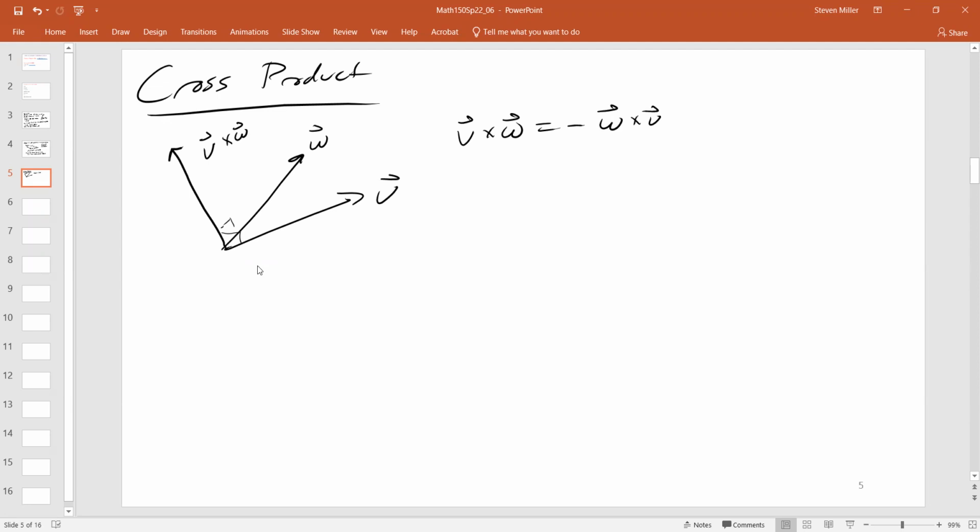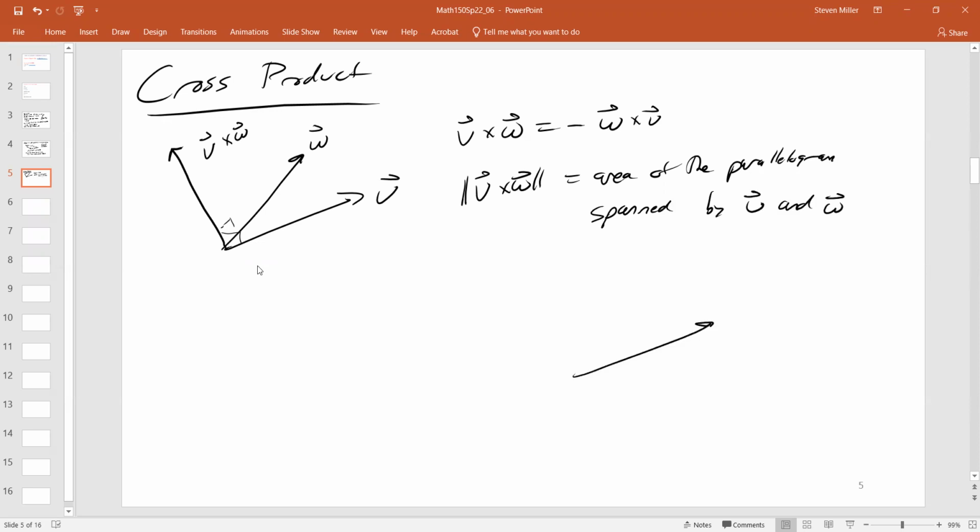Then the question is, of course, what is the magnitude? This is just giving me the direction. The direction is perpendicular. What's the magnitude? And the magnitude of V cross W is the area of the parallelogram spanned by V and W. So this is V, and this is W.